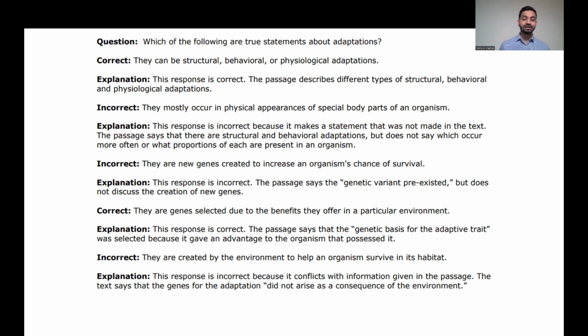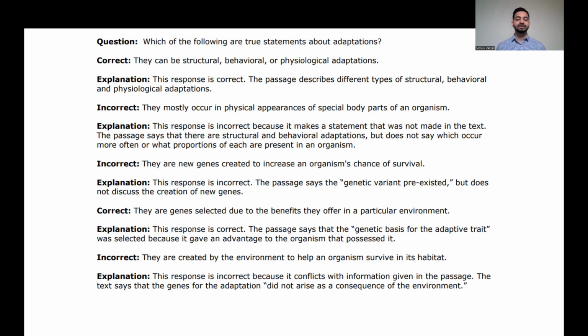That is correct because they are selected. This option is correct. The passage says that the genetic basis for the adaptive trait was selected because it gave an advantage to the organism that possesses it. So it does give you an advantage, benefits they offer, right? Option number 5, they are created by the environment to help an organism survive in its habitat.